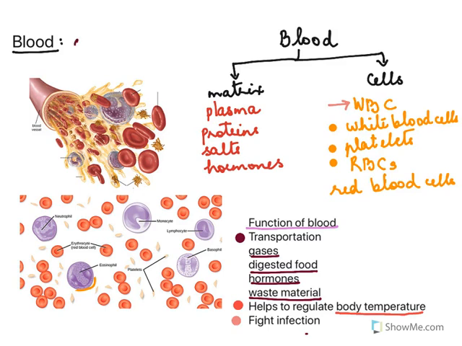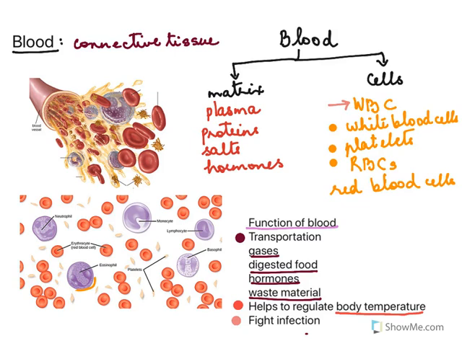Remember, blood is a connective tissue. It is a kind of connective tissue that connects the different parts of the body. It is basically made up of two parts, the matrix, which is the plasma, and the cells.